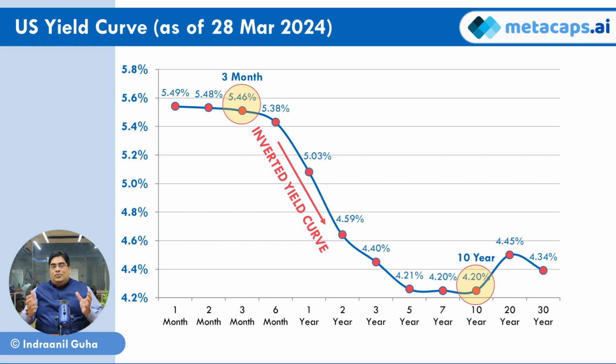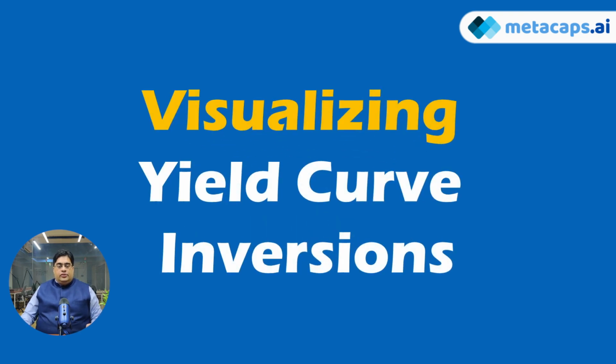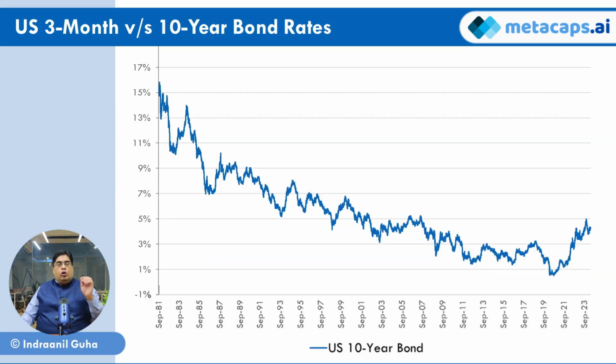So what are the implications of an inverted yield curve? Ladies and gentlemen, let me be upfront. Whenever you get an inverted yield curve, it usually means that bad things are likely to follow, both for the economy as well as for the stock market. Another way to visualize yield curve inversions is to plot the historical yield of 10-year US government bond and compare it with the historical yield of a 3-month US government bill.